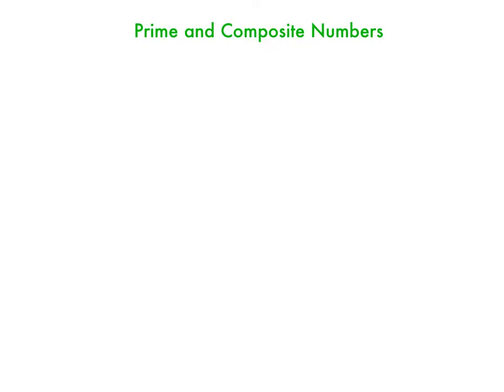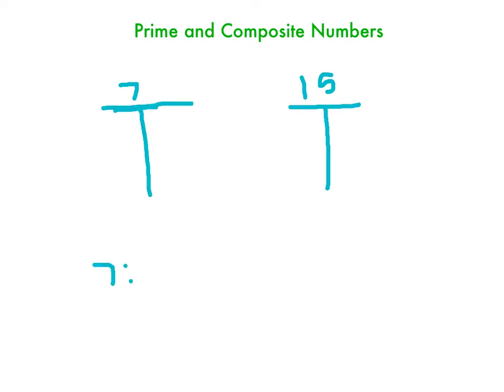Today we're going to look at prime and composite numbers. The way I'd like to do that is we're going to start by finding factors of two numbers, or common factors of two numbers. The numbers I'm going to work with today are 7 and 15. Now you can do this a couple of different ways. I like to use a T-chart, and Miss Mitchell likes to use the listing method.